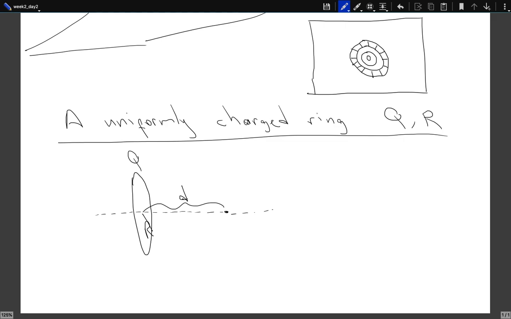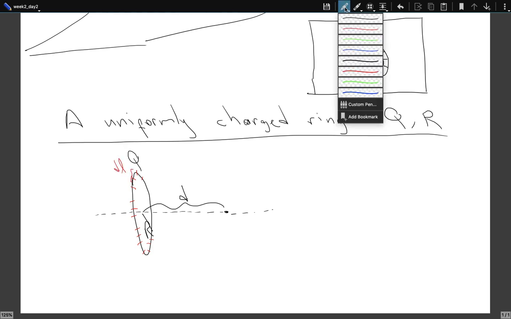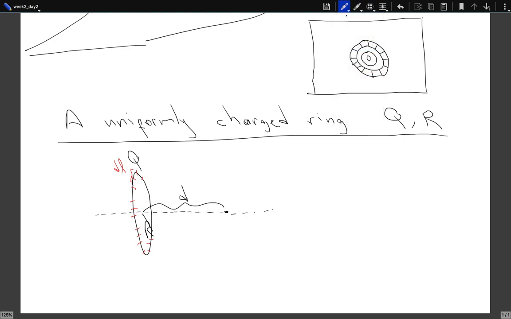Now, just like in the case of the wire, I will first divide it into very small segments. And let's assume each segment has a length dl, d meaning that it will be very small. Eventually, we will be taking the limit that that length goes to 0. Now, that segment that I'm looking at will have a charge, let's say d small q.